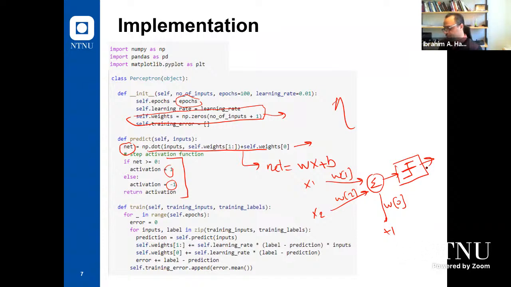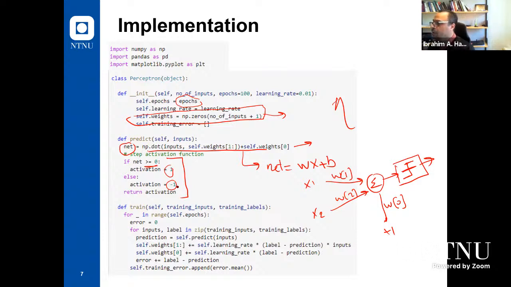So this is my model here. It's very simple, I mean, perceptron, it's very simple. So net equals omega x plus omega zero, or omega x plus b. And this is my activation function. If net is greater than or equal to zero, the output will be plus one. Otherwise, the output will be negative one. So this is my model.